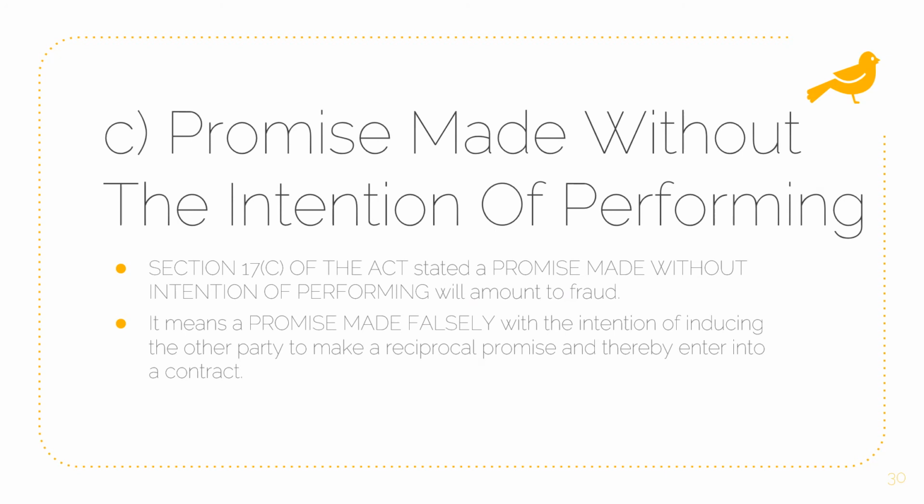Section 17, Clause C of the Act states that a promise made without intention of performing will amount to fraud. If a person entering into a contract has no intention to perform the promise, there is a fraud. For example, Sally promised to marry Johan. Later, he realized that Sally was already married and had made the promise without any intention to perform it. It was held that Johan can avoid the contract on the ground of fraud.